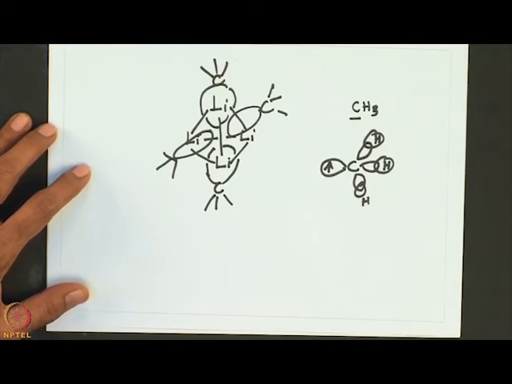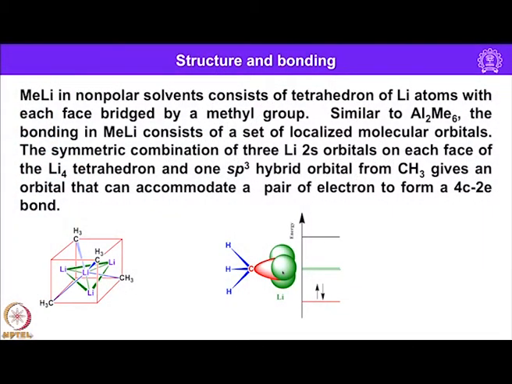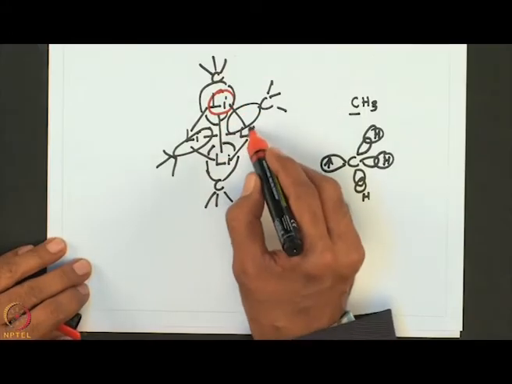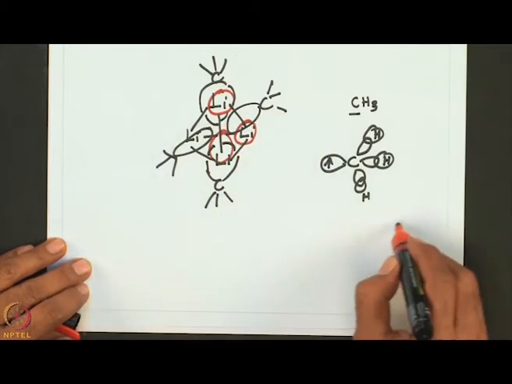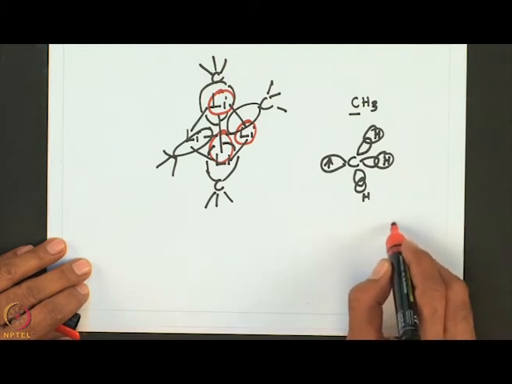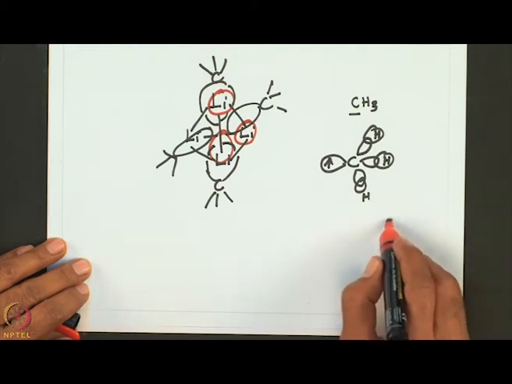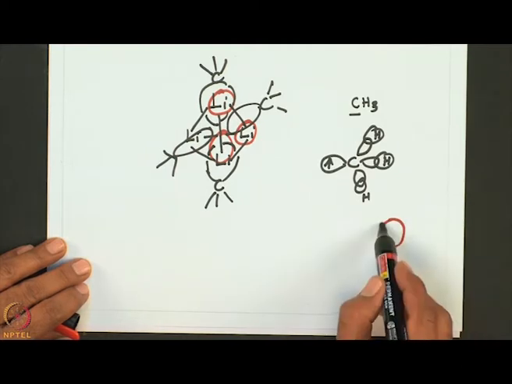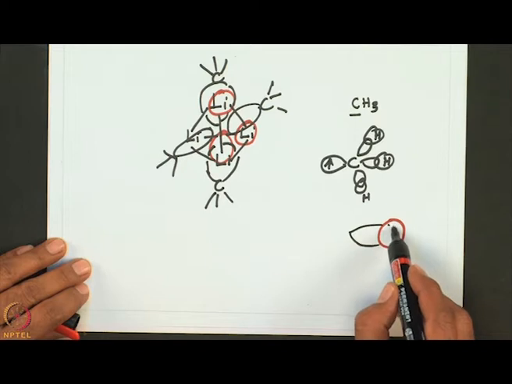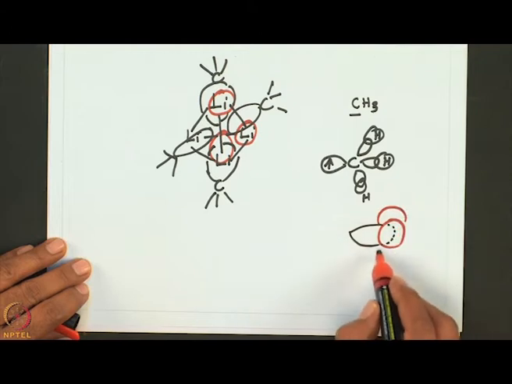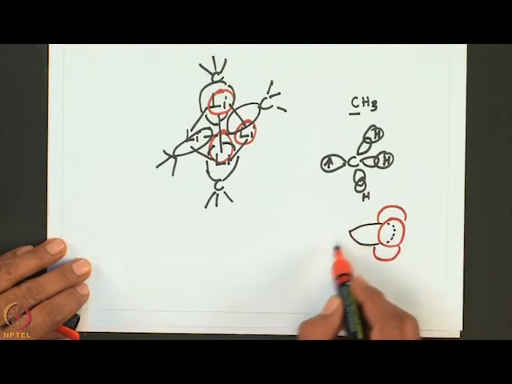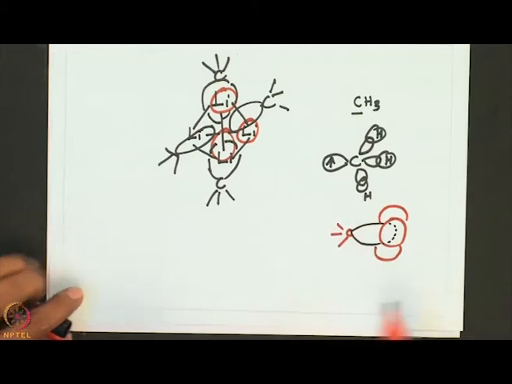Here you can see, and of course this can also be simply shown in this fashion. So you can see now 3 are there and this one is coming, and of course one can show it in this fashion. Your sp3 orbital is coming here. Okay, so another 2 lithium atoms will be flanking from the other positions. This is how exactly it shows here. So you have the methyl group.